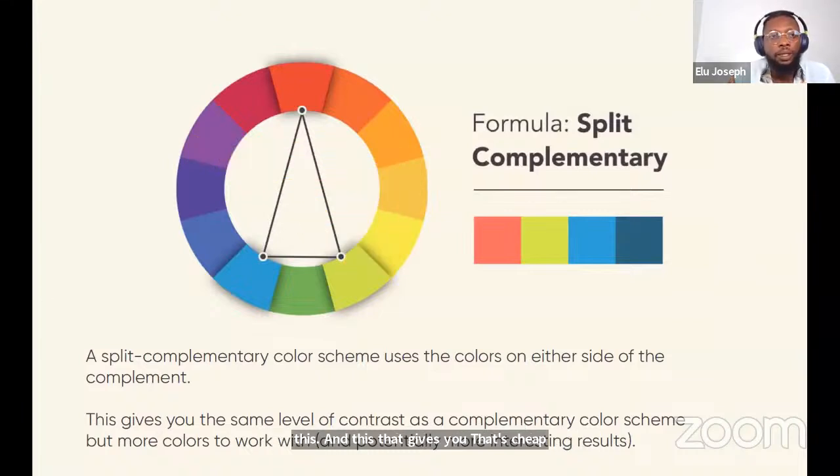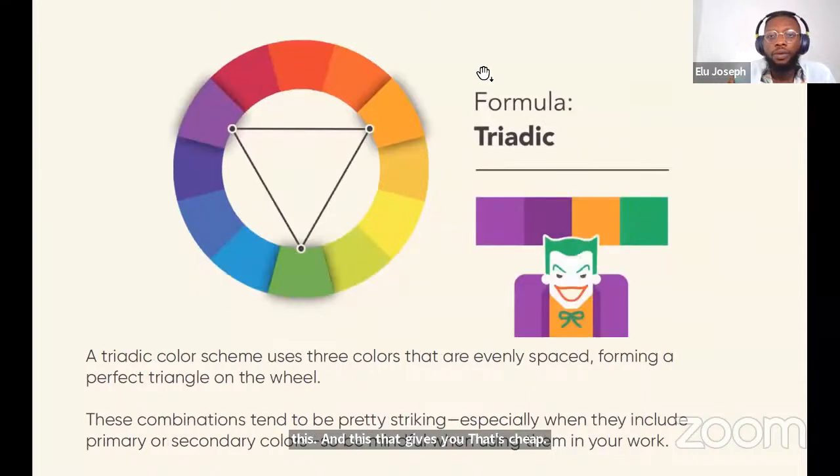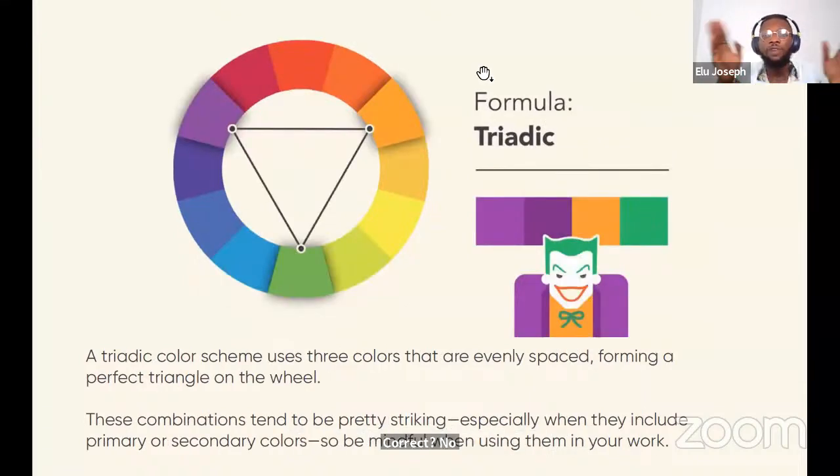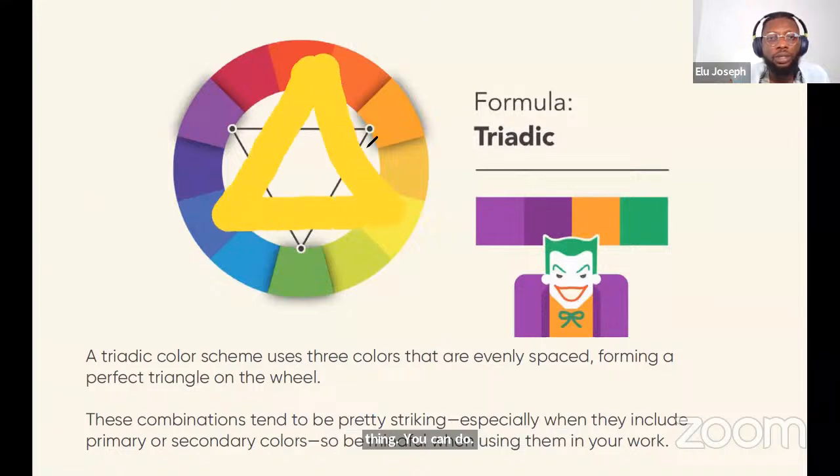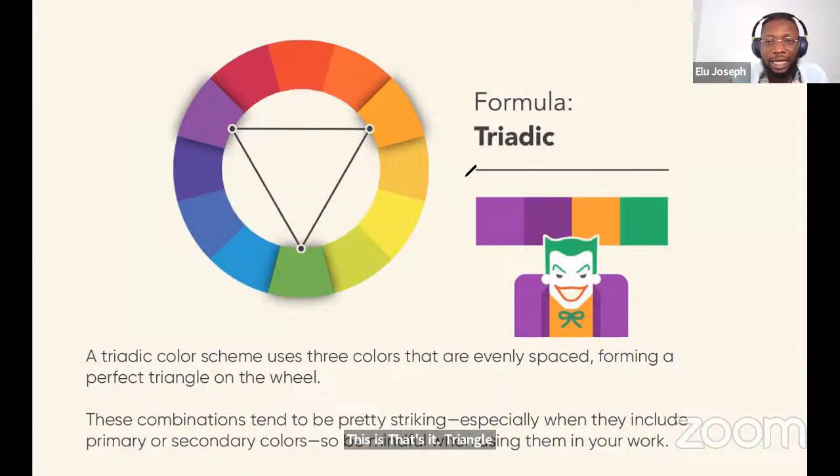Clear? Now, triadic: a perfect triangle, just pick any three. Same thing. You can do this, this, this. That's your triangle. That is it. It's as easy as that.